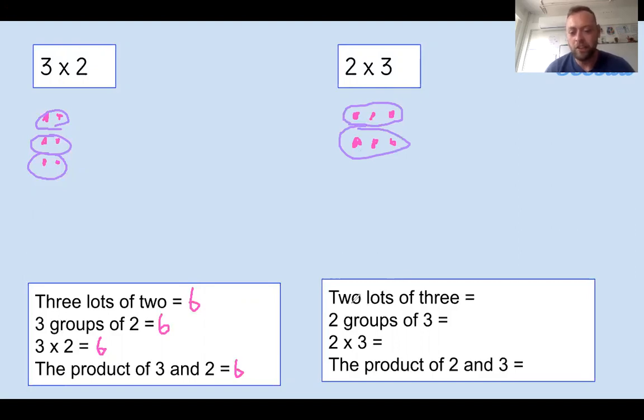So what's my answer? 2 lots of 3 equals 6. 2 groups of 3 equals 6. 2 times 3 is 6. And the product of 2 and 3 is 6. Awesome. You have many, many, many to show me. And I really look forward to seeing your arrays. If you need help, remember you can see your teacher in the workshop and we will be able to help you.